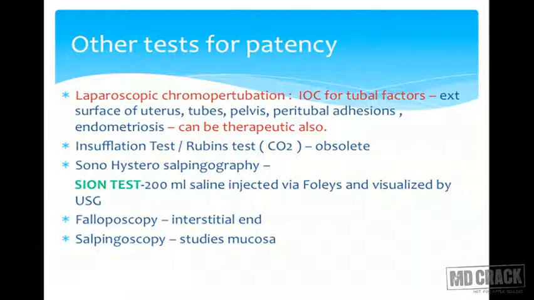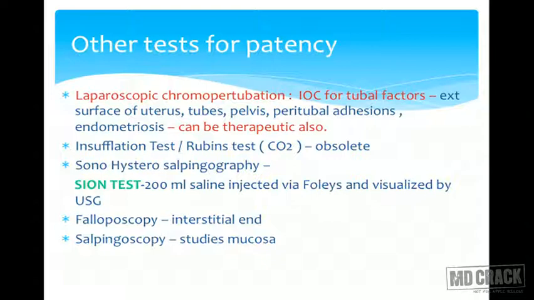It gives us additional information about peritubal adhesions and endometriosis, and at the same time, if any pathologies are found, we can treat them as well. So it is diagnostic as well as therapeutic. We can go for fulguration of endometriotic patches, or if there are some adhesions, we can do adhesiolysis at the same sitting under anesthesia. There are other tests, but these are obsolete now, like the insufflation test, Rubin's test, where CO2 was pushed inside the cavity and then it was heard.